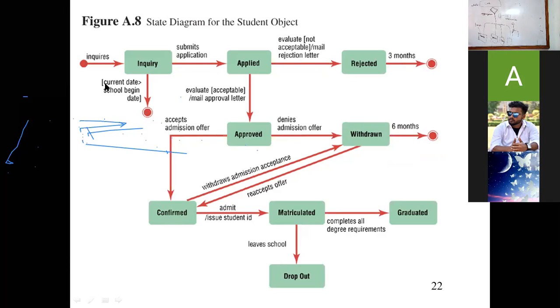So these are the different states. This arrow represents a state transition. State transition means what kind of transition is occurring: inquiries, submitting application, rejection letter, accept admission offer, denies admission offer, withdraw admission acceptance, reaccept offer, issue admit card, complete all degree requirements, leave school. So this is a state diagram for the student object. Like this, you can also draw a diagram for a book object or a customer object. You can also draw different states of a person in the problem domain.